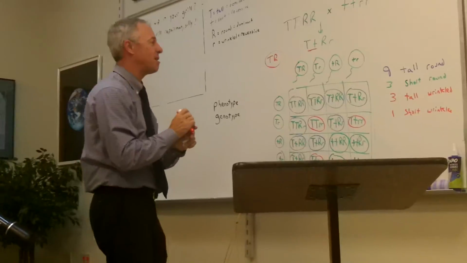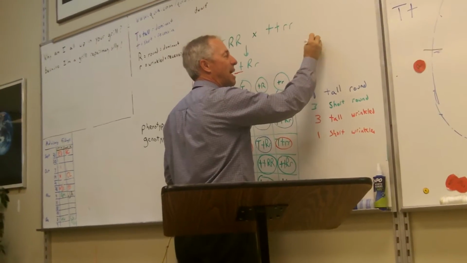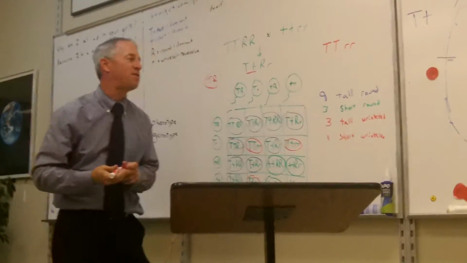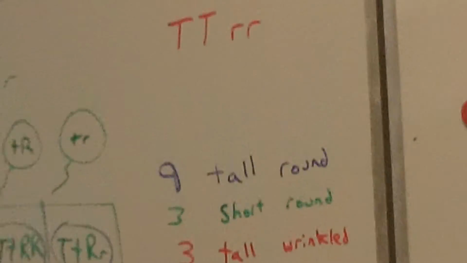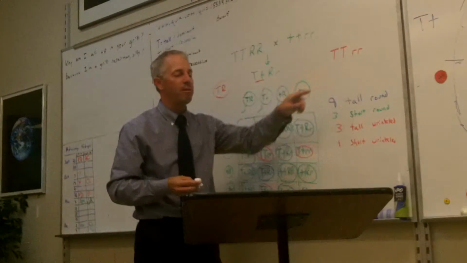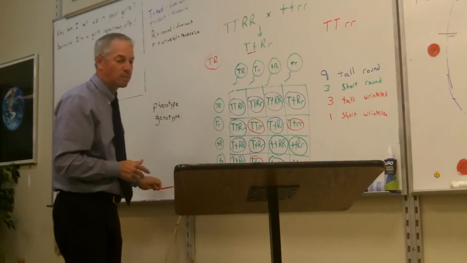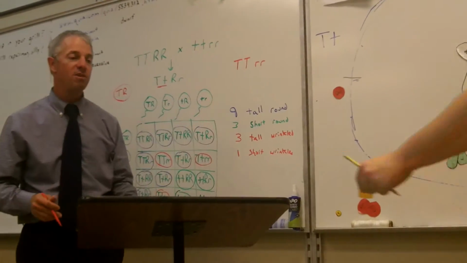Okay, for 10 points, let me ask you this. If I have a P that's this, tell me what its phenotype would be. 10 points. Wait, for what? The TTR? Yeah. What's the phenotype?